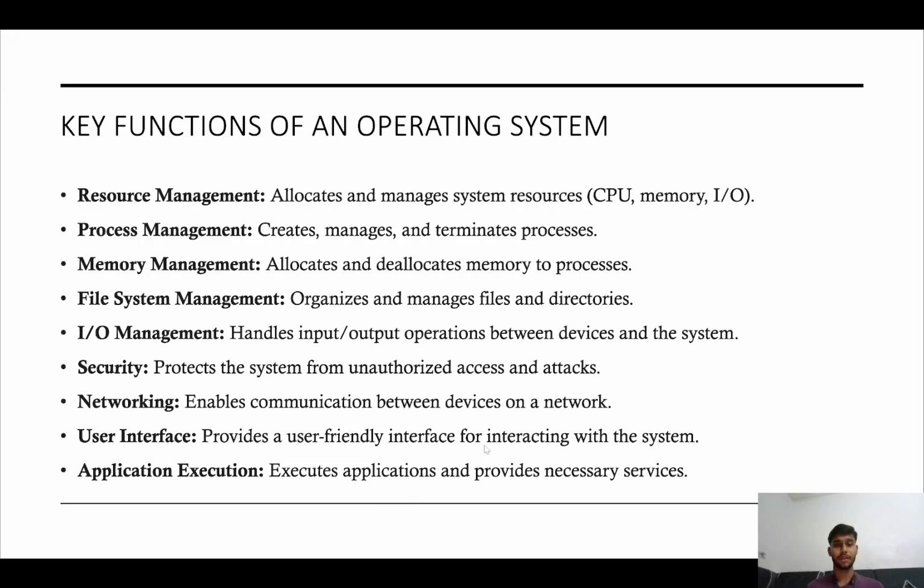Key functions of an operating system: resource management, which allocates and manages system resources, CPU, memory, input output. Process management creates, manages and terminates processes. Memory management allocates and deallocates memory to processes. File system management organizes and manages files and directories. IO management handles input or output operations between devices and the system.